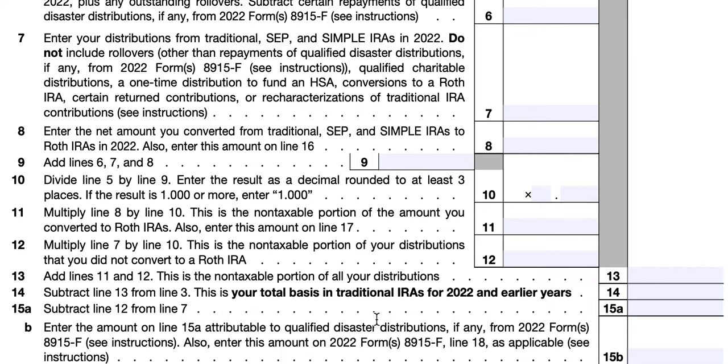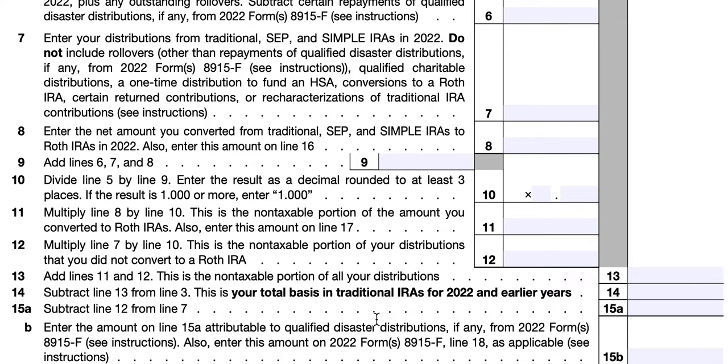And then in line 13, you'll combine lines 11 and 12, the total of your non-taxable Roth conversions and your non-taxable distributions. The total in line 13 is the non-taxable portion of all of your distributions. You'll subtract line 13 from line 3. This is the adjustment to your basis in traditional IRAs. And then you'll subtract line 12 from line 7 to get to the amount in line 15A.